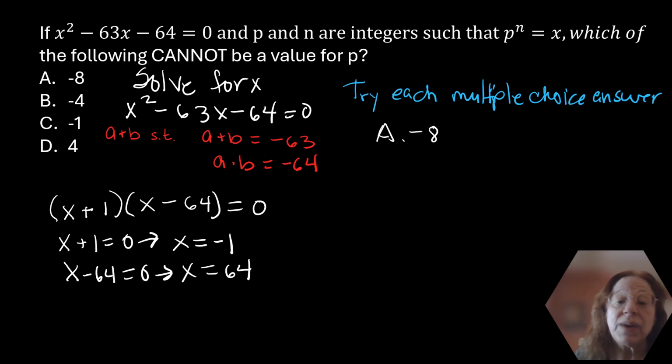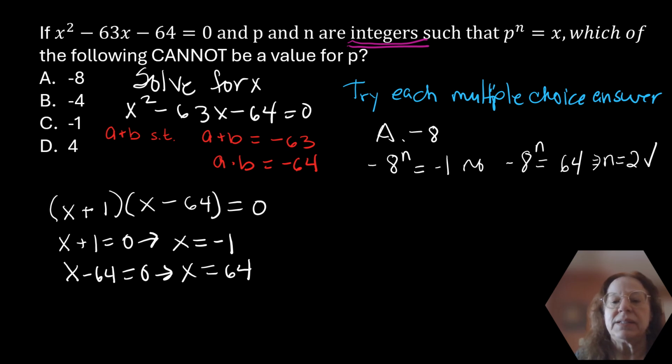Now we're going to use trial and error in each multiple choice answer to see which cannot be a value for p if p to the n is equal to x. So we'll start with negative 8. Negative 8 to the n equals negative 1. Now I underlined the word integer because there is no integer that will make that true, so I put no.